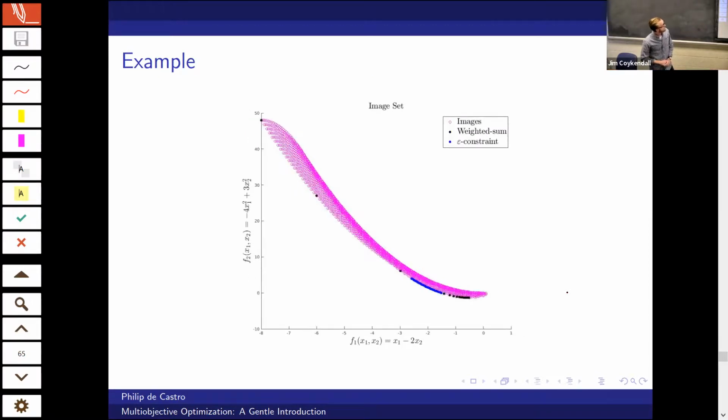So we can actually see both of our methods together. So in black is our weighted sum, and blue is the epsilon constraint. And so we can see kind of how they solve our set. And so it looks like both of these methods, right, they really like the bottom edge of our Pareto set. They were very good at finding our solutions there, not so much higher up.